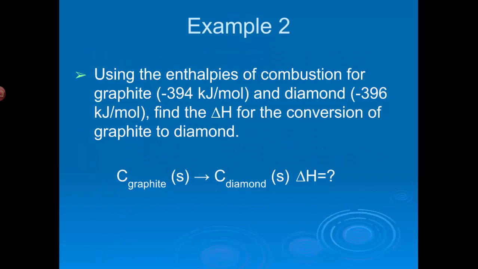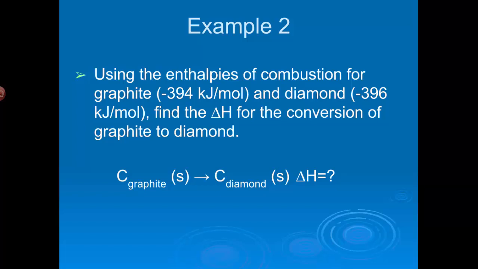Here's an example. We can get the enthalpy of combustion for graphite. In other words, if you combust graphite, you can use calorimetry to determine how much heat per mole is released. Now, you wouldn't use your simple calorimeter. You'd use a bomb calorimeter, but we can still do that.